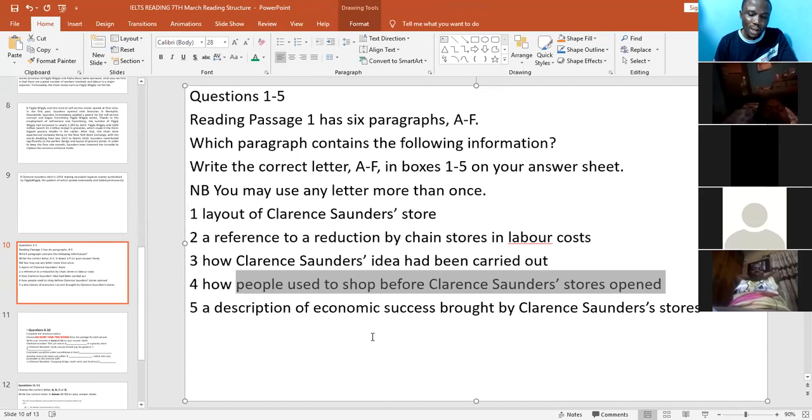A description of economic success brought by Saunders' store? No reference. In the 2 paragraphs we've read, I think it's only 4 that possibly could go to paragraph A, because you captured the main idea. So that is the issue.